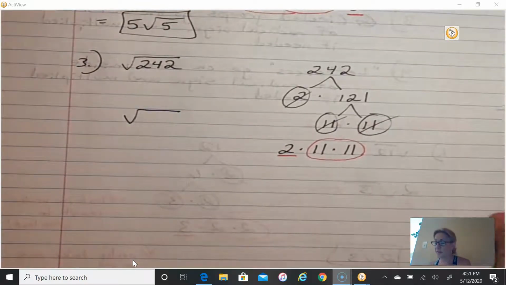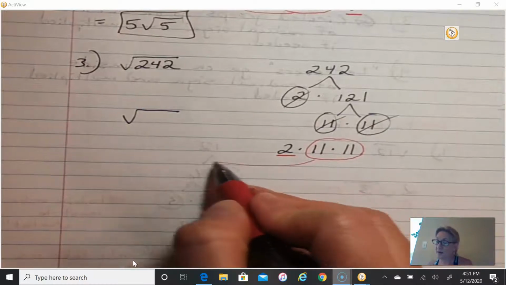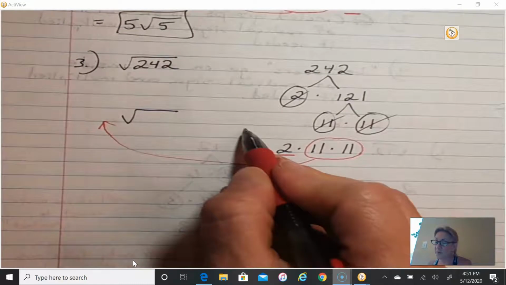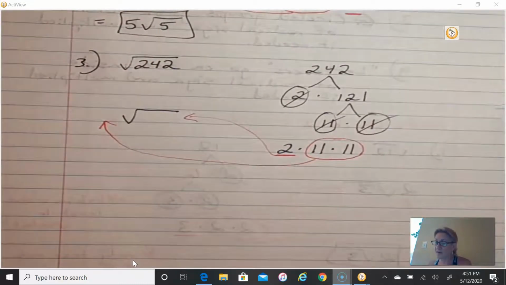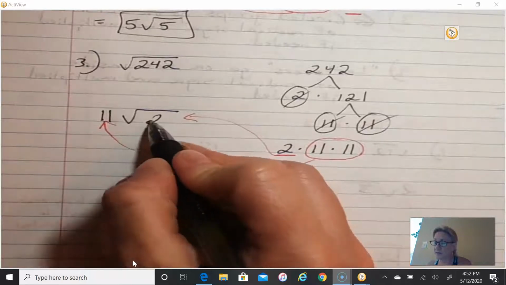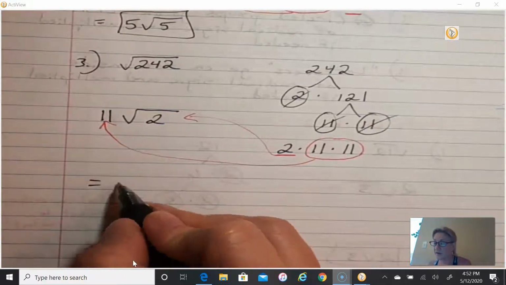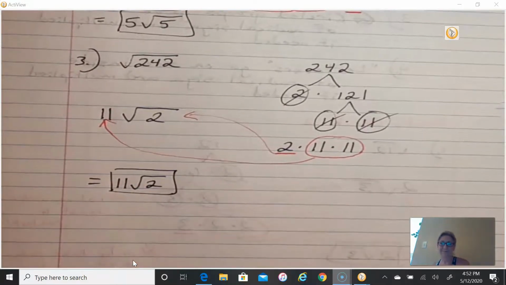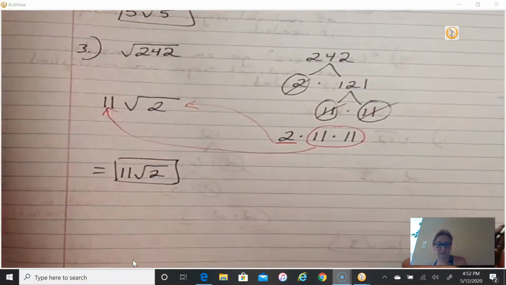There's my radical sign. Remember, the pair goes over there. The leftover goes in here. So we take 11, put it on the outside, and that 2 goes there. So your answer is 11 times square root of 2. See? Y'all thought it was going to be ugly.